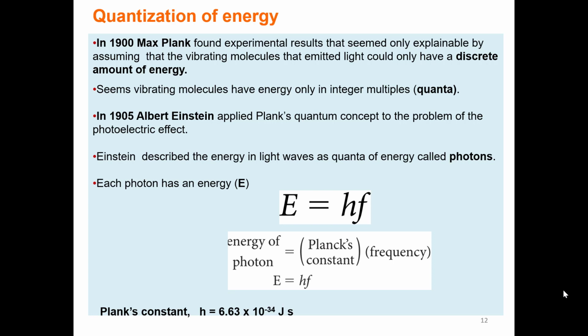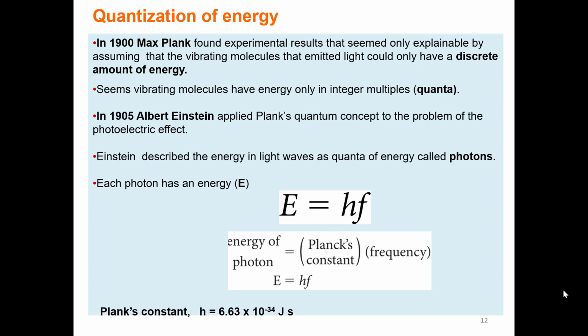He described the energy in light waves as a quanta of energy. It's like a package of energy in the light wave. And to this package of energy that Max Planck called quanta, he called photons. And each photon has an energy equal to h times f, where h corresponds to the Planck constant, which is just a number, and f corresponds to the frequency of the light.